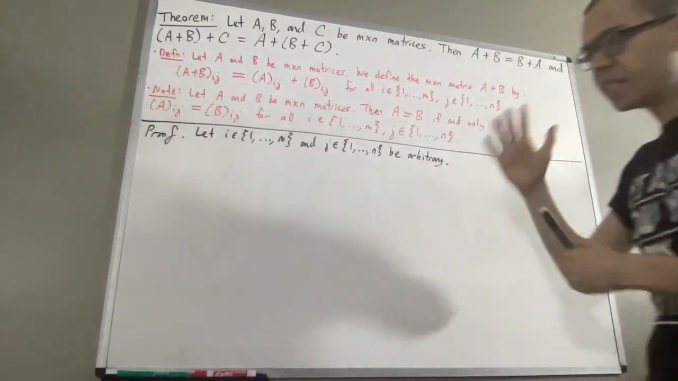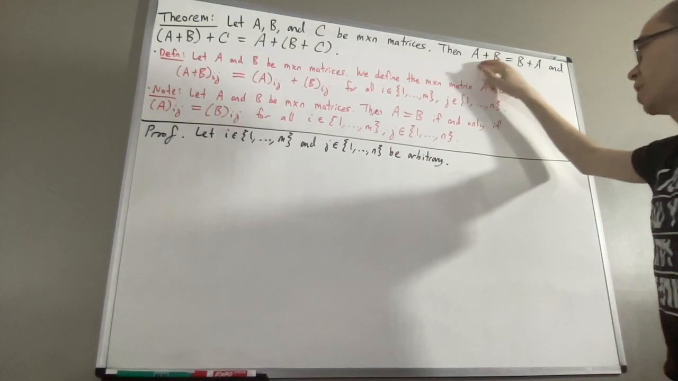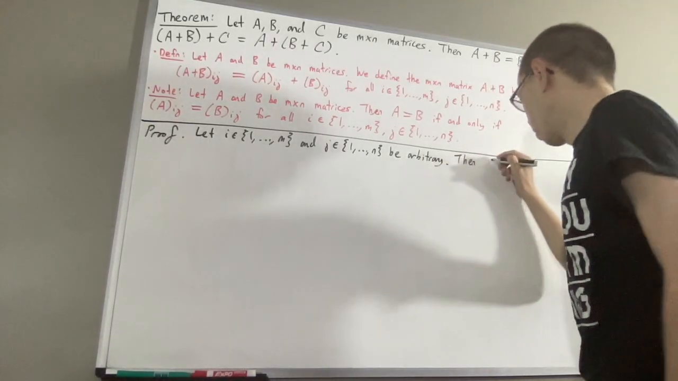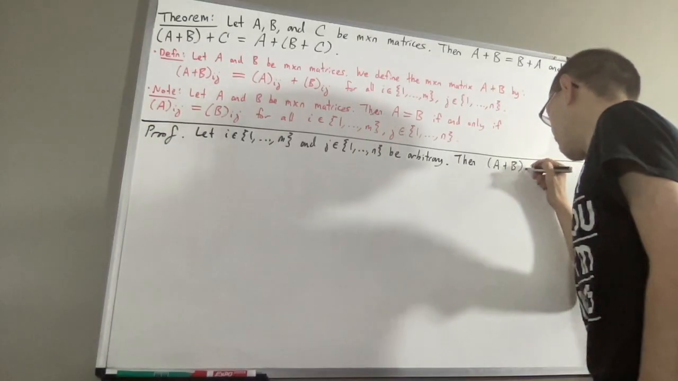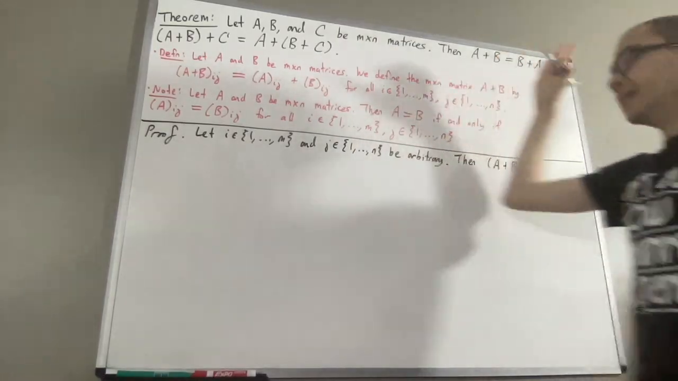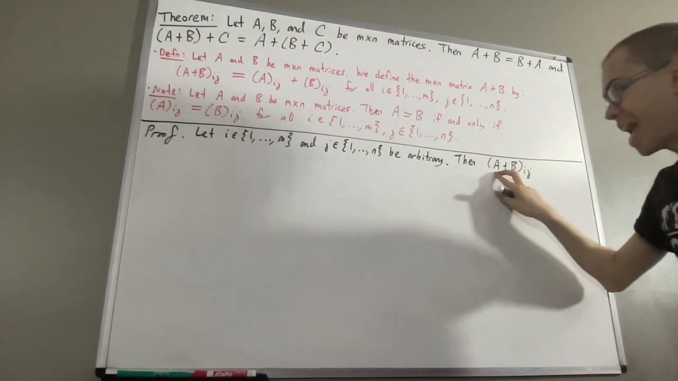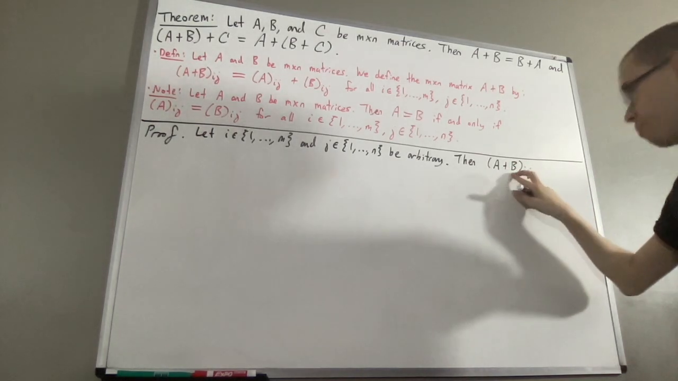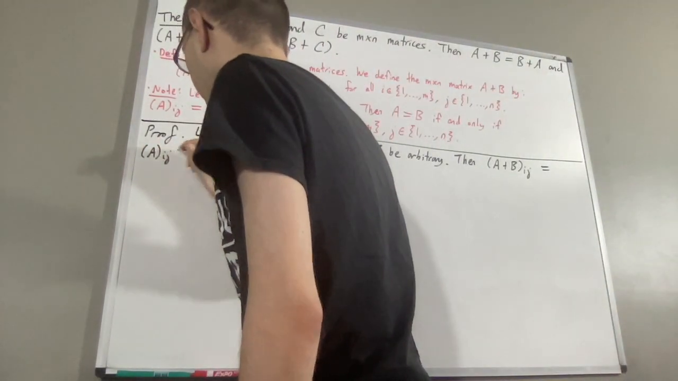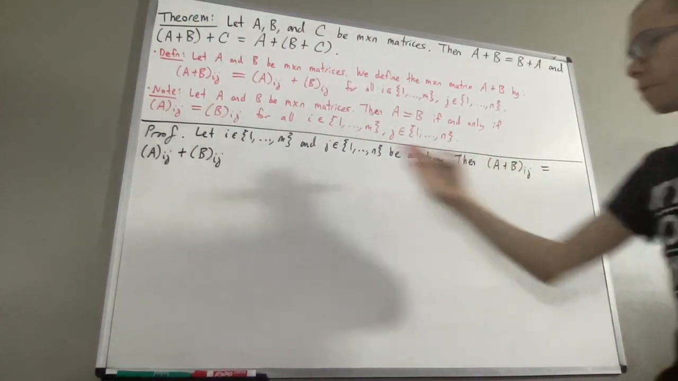And from here, we proceed to show that the ij entry of A plus B is equal to the ij entry of B plus A. And to see how that happens, writing out the ij entry of A plus B, by definition of matrix addition, the ij entry of matrix A plus B is equal to the ij entry of matrix A plus the ij entry of matrix B. So we can write this as the ij entry of matrix A added to the ij entry of matrix B, like this. This comes from the definition of matrix addition.